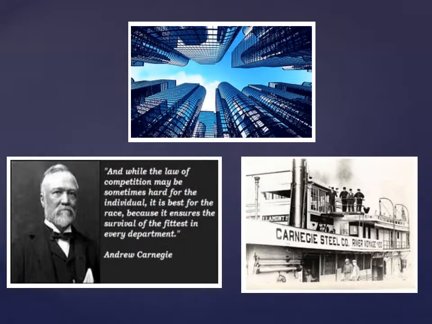So Carnegie is the person in the second picture, where he points out that while the law of competition may sometimes be hard for the individual, it's best for the race because it ensures the survival of the fittest in every department. With this idea in his mind, he made use of the developed costing systems in order to get the benefit of competitive advantage. And therefore, the firms concentrated more on cost control and they tried to gain advantage from scale and diversification, and there was a shift in competitive advantage commencing from Carnegie Steel Corporation.